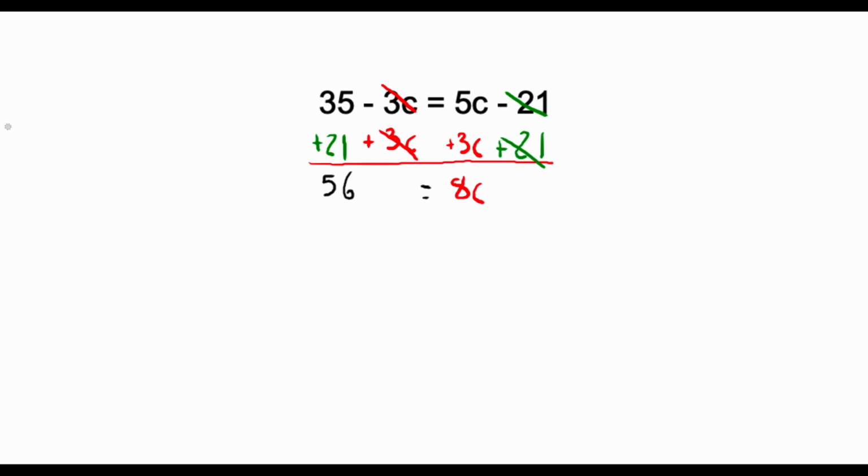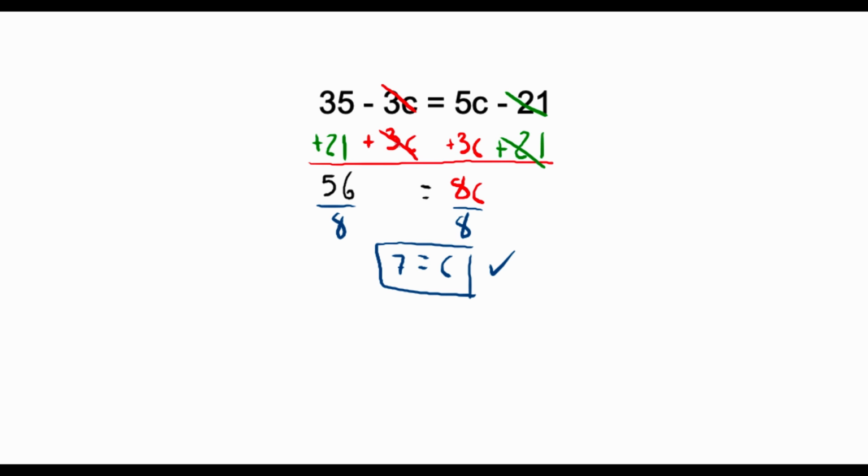All right, final step. What is c when left alone? Well, to figure that out, I gotta divide. So I'm going to divide both sides by the coefficient, which is 8. Therefore, c is equal to, let's divide by 8. 56 divided by 8 will give me 7. So the value of c in this case is equal to 7.